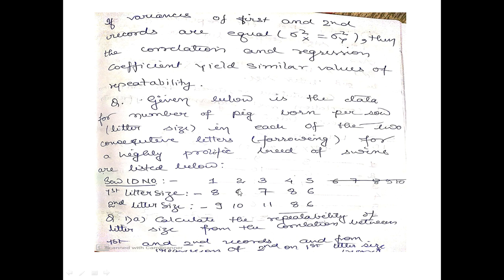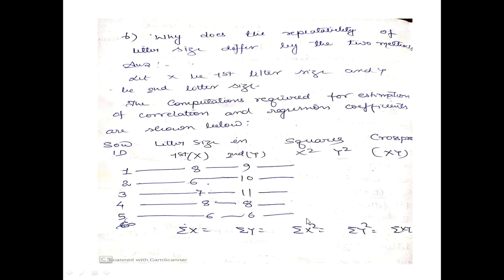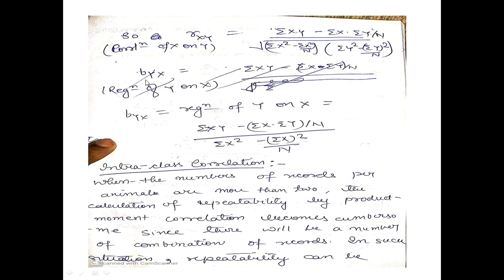Similarly, second sow ID 2 had a litter size of 6 in first farrowing and 10 in second farrowing, 7 in first and 11 in second, 8 in first and 8 in second, 6 in first and 6 in second. So you have this data, litter size of first and litter size of second. Now find out the repeatability.